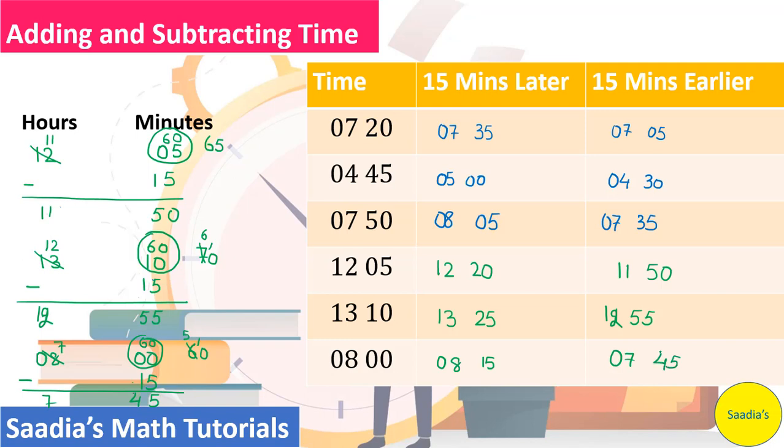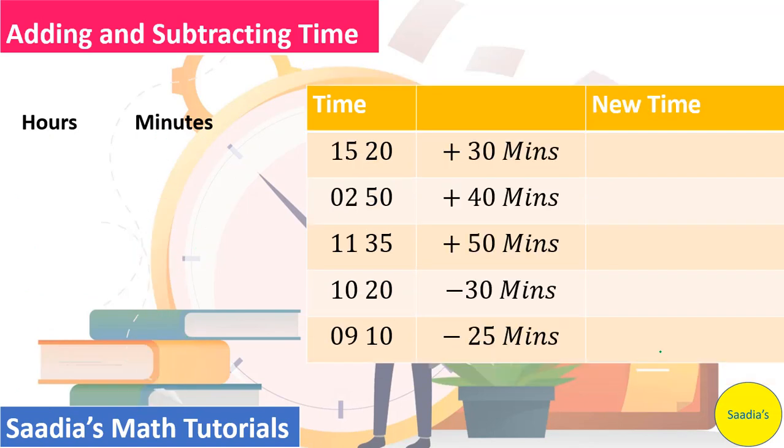Now I'm sure you have understood what I'm trying to convey to you. Now, I promise this is the last slide. Let's do some more questions. Some of them you can do mentally. 15 hours and 20 minutes, you have to add 30 minutes. So we will add minutes into minutes. 20 plus 30 is 50. And hours will remain as it is.